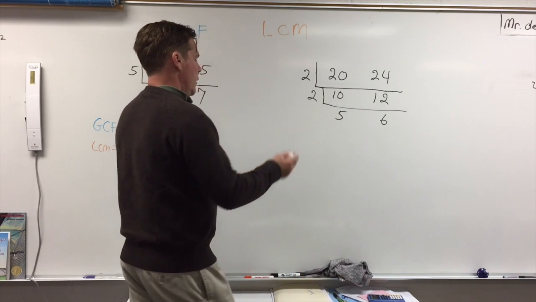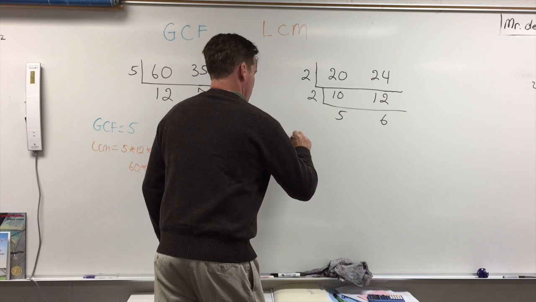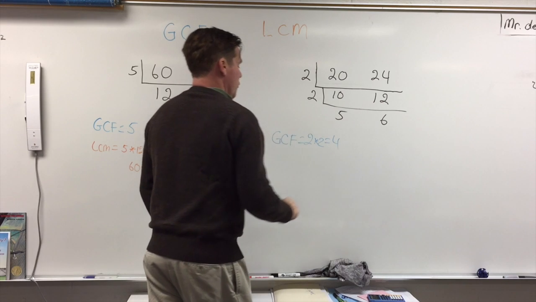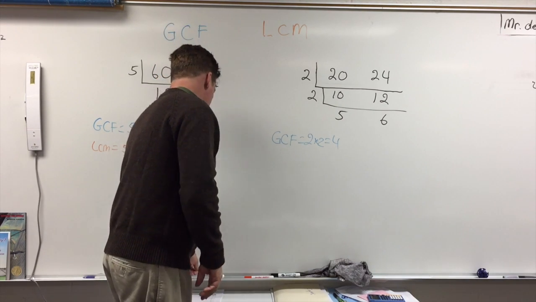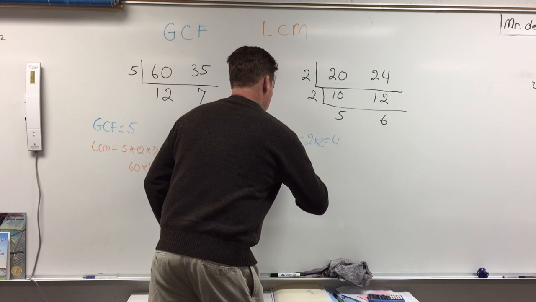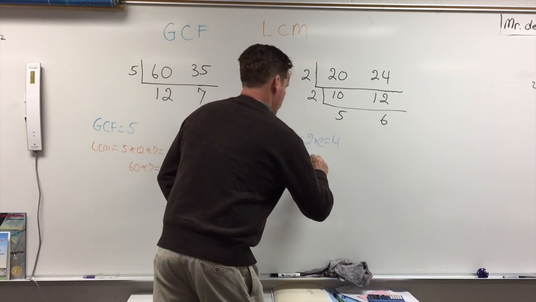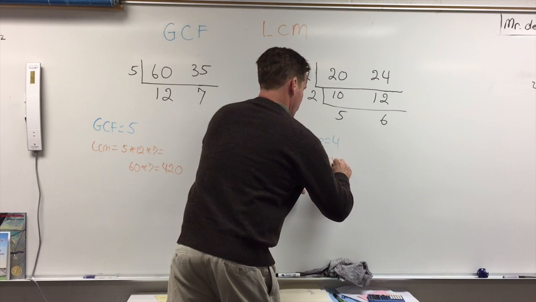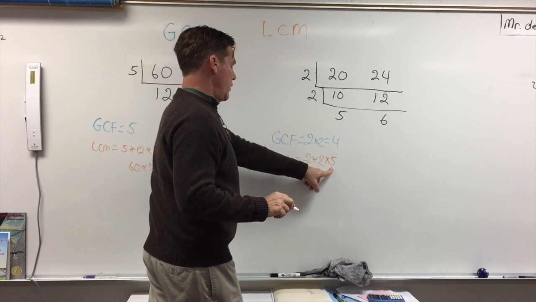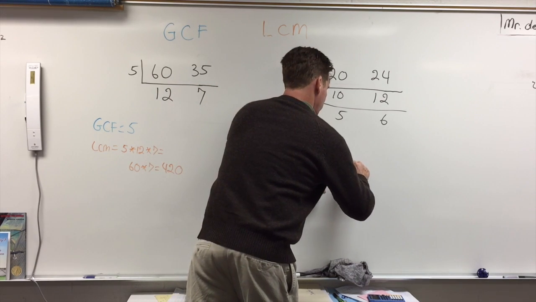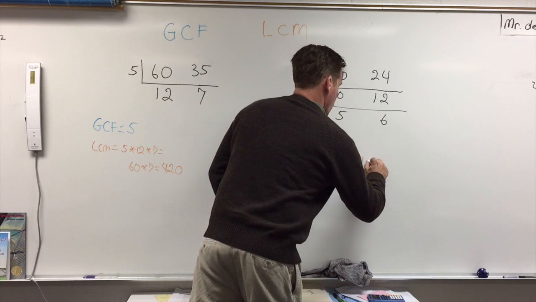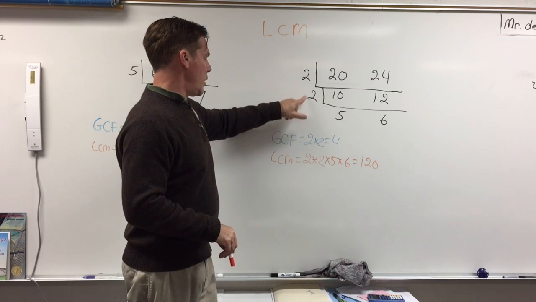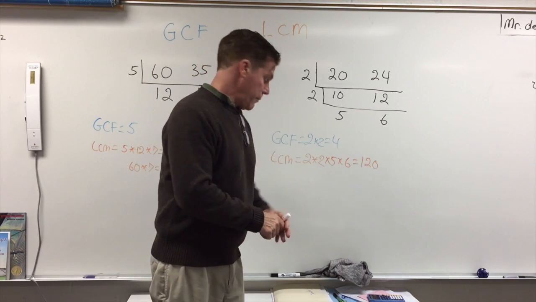Going by pretty fast. So, what is our greatest common factor for these two? It's just 2 times 2, which means our greatest common factor is 4. And then, what is our least common multiple? Well, our least common multiple is going to be 2 times 2, which I know is 4. 4 times 5 is 20. And 20 times 6 is going to be 120, which is going to be our least common multiple. 2 times 2 times 5 times 6.